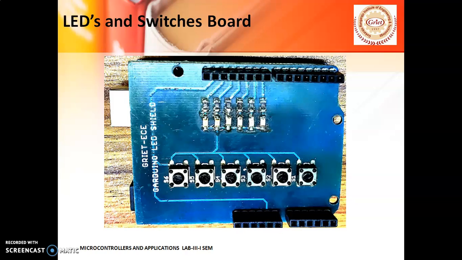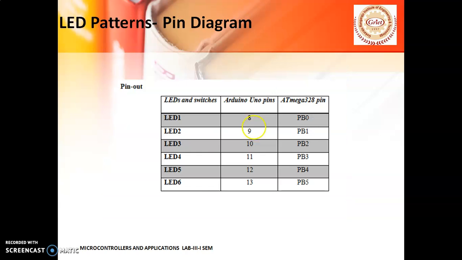So in order to overcome all that equipment, we have developed a shield called the LEDs and switches shield, where we have 6 LEDs, and by default they are connected to some of the pins on the Arduino. That pin numbering we are going to study in this pin mapping. So you can have a pin mapping where all the 6 LEDs are connected to the digital pins on the Arduino board.